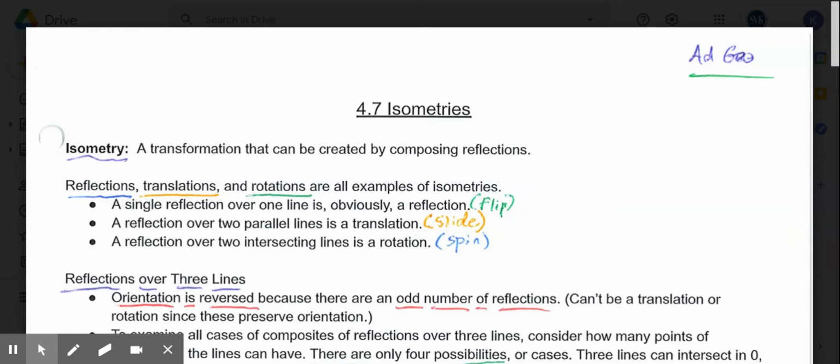Welcome to lesson 4.7, isometries or isometries. Depending on your pronunciation, I go with isometries. So isometry, or what is an isometry?